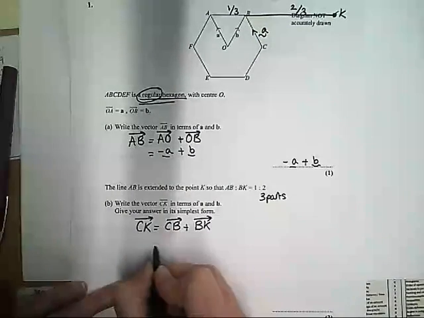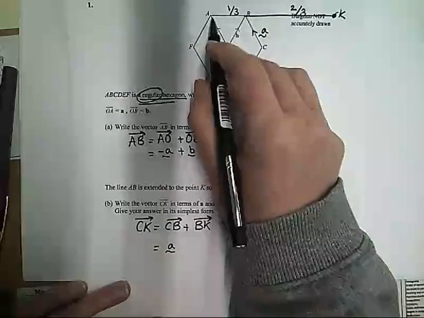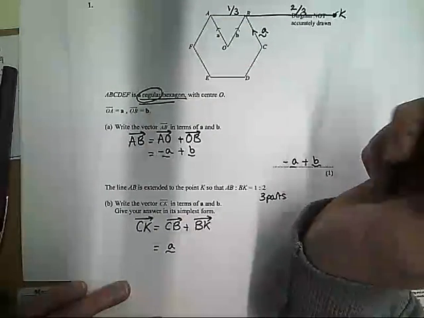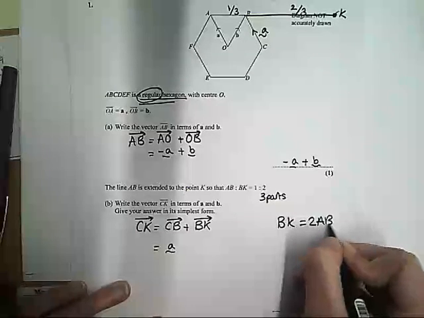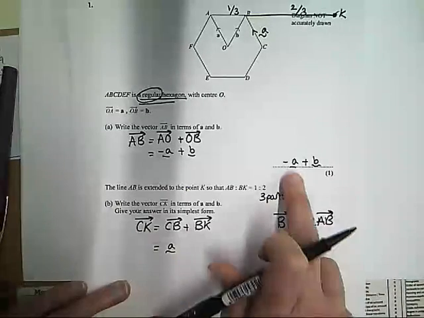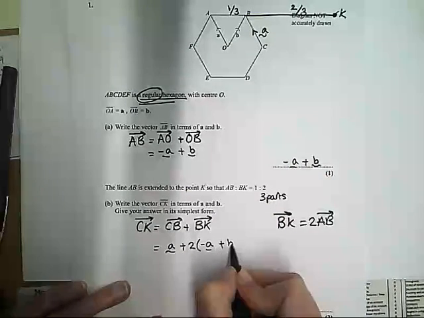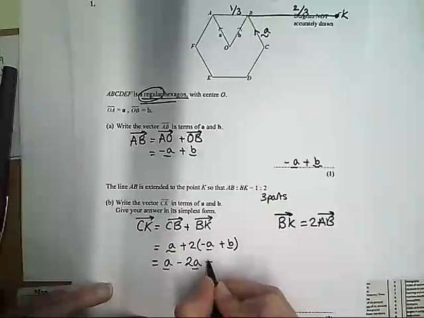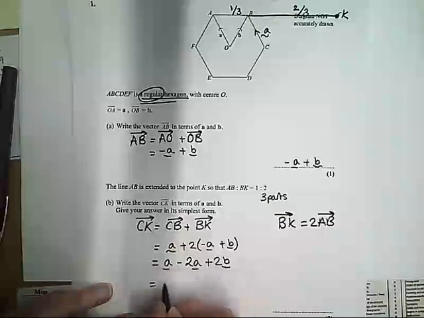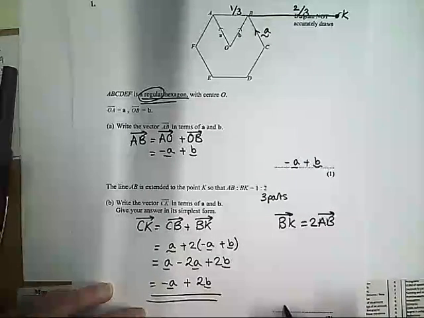So C to B is A, and then B to K is worth 2/3 and A to B is worth 1/3. So that means that B to K is 2 lots of A to B. Now I've already worked out what A to B is. A to B is this. So I've got to do 2 lots of A to B. Okay, so I'm doing 2 lots of that. So I get A, I'm just going to expand that bracket like you would normally. And so when I add those together and simplify it, you get minus A plus 2B. And that must be the vector C to K.